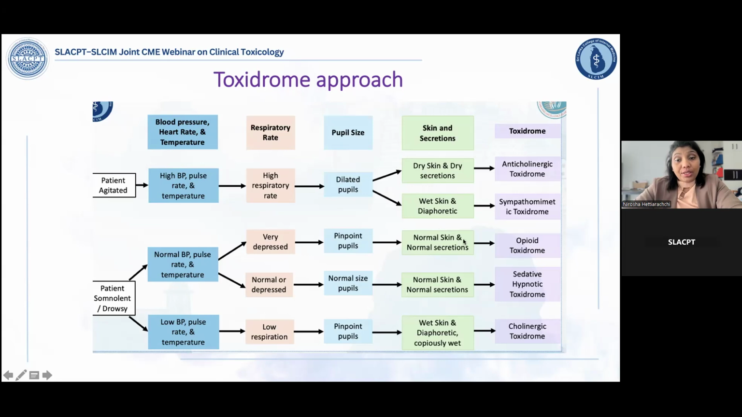The patient's secretions will be normal. And if the patient is having normal size pupils with normal or slightly depressed respiration, then you have to think whether the patient is having sedative hypnotic toxidrome. So this is a very simple pathway for you to differentiate between these five toxidromes.